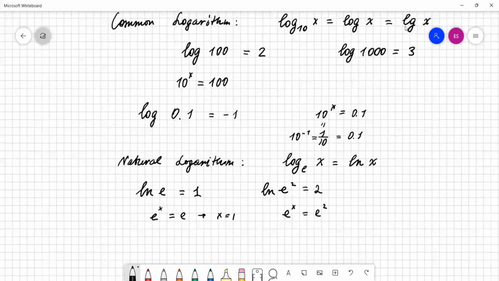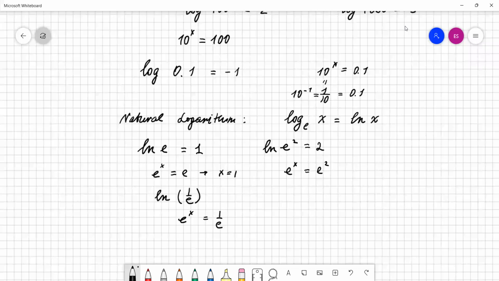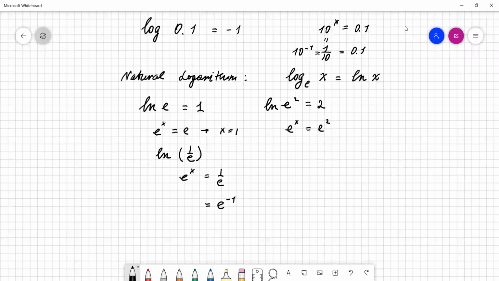Maybe something a little bit more complicated. How about ln of 1 over e? To which power do we need to raise e to get 1 over e? You know that 1 over e is actually e to the negative 1. So comparing the powers, we find out that x is equal to negative 1.